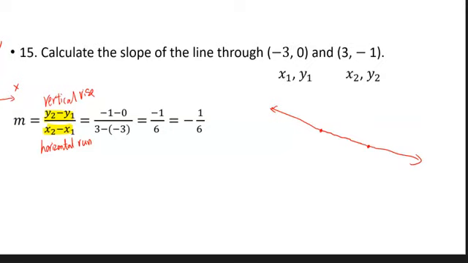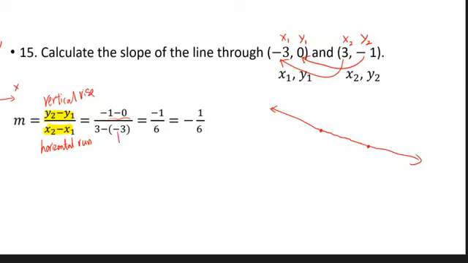And in order to avoid mistakes, we can label the numbers. Now, notice the first number is always going to be x, the second is always going to be y. But to distinguish them, we can use the subscripts 1 for the first one and 2 for the second one. And now we can plug in numbers. So we have y2 minus y1, which is negative 1 minus 0. And then x2 minus x1, which is 3 minus negative 3.